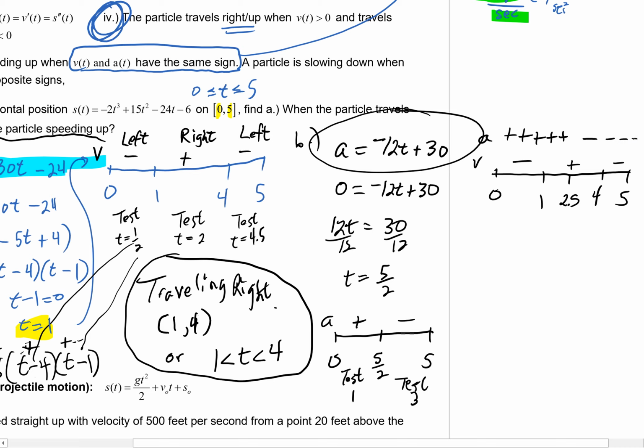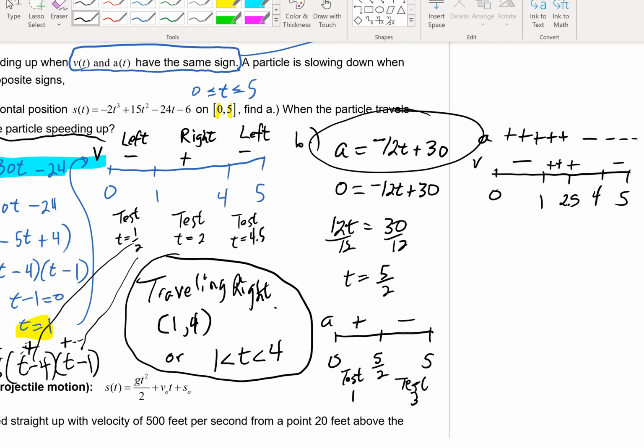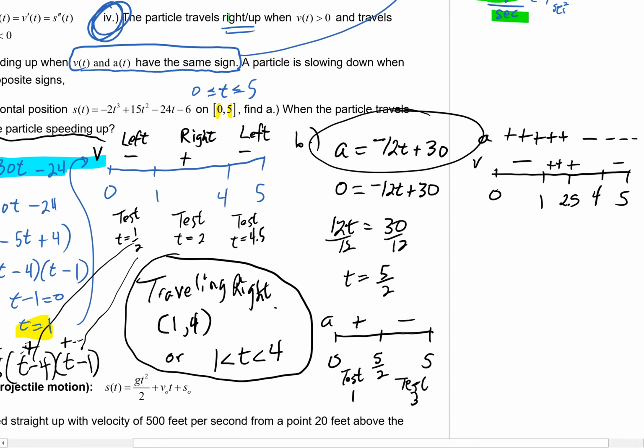So the big question is, in between the 1 and the 4 here, I really want to tell you it's all positive, isn't it? You're going to ask yourself, where do velocity and acceleration both have the same sign? Well, they're both positive between 1 and 2.5, right?